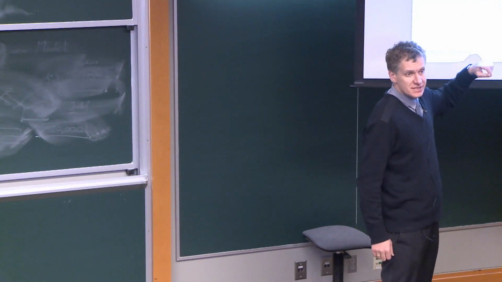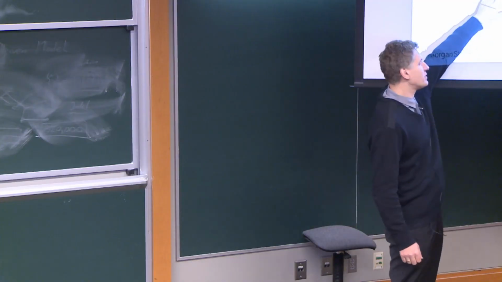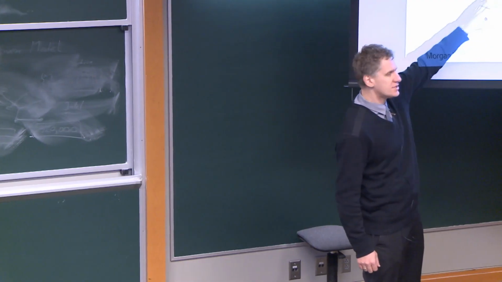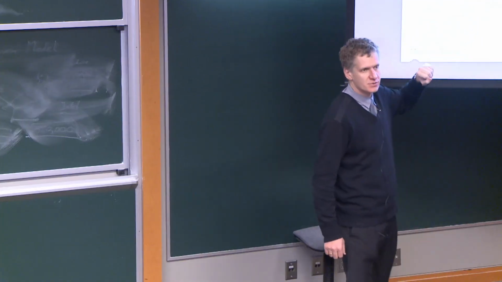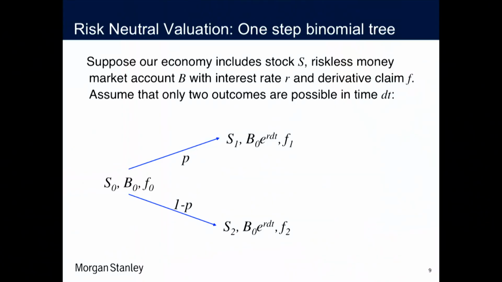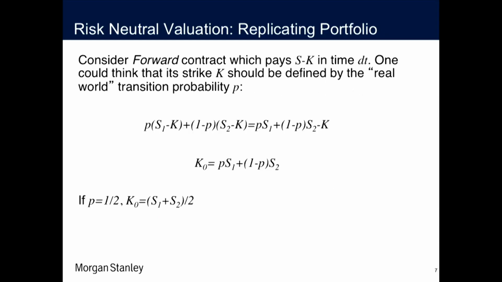So in time dt, we will assume with some probability p, our market can go to the state where the stock becomes S1, the price of the stock becomes S1, our bond grows exponentially, no uncertainty, and our derivative becomes F1. Or with probability 1 minus p, only 2 states, our stock becomes S2, the bond stays the same, and the derivative is some F2. So let's start with our simple contract, the forward contract.